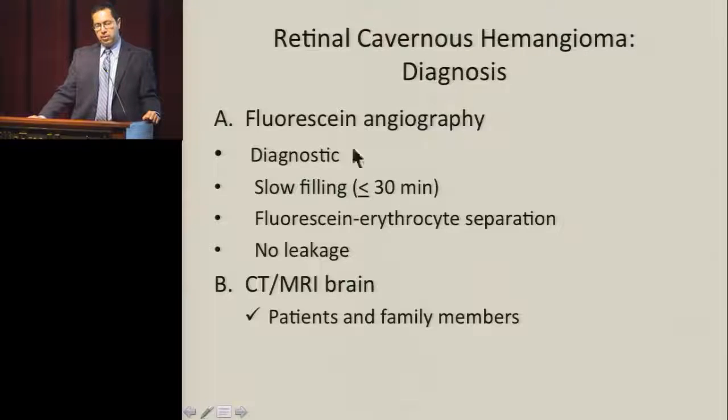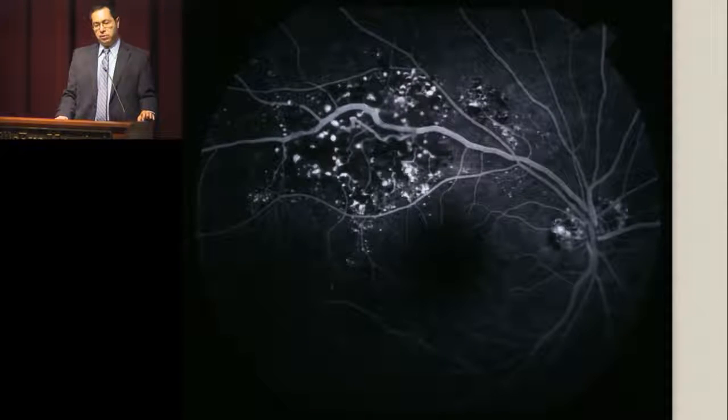Another diagnostic test in these patients is CT MRI of the brain. It has to be done on the patient and sometimes on family members too, because of the association with CNS tumors. So this is the fluorescein angiography of that patient.